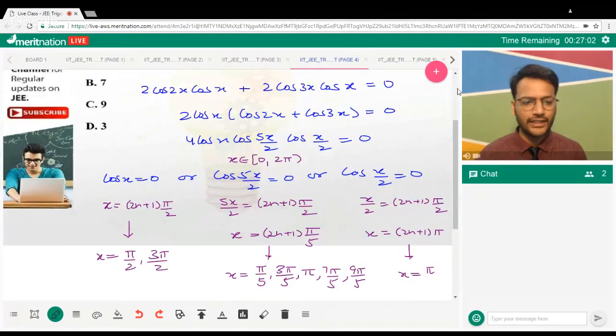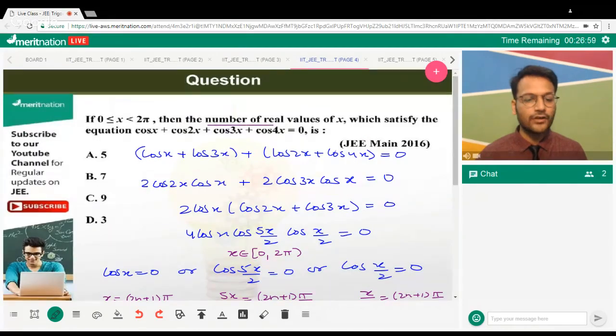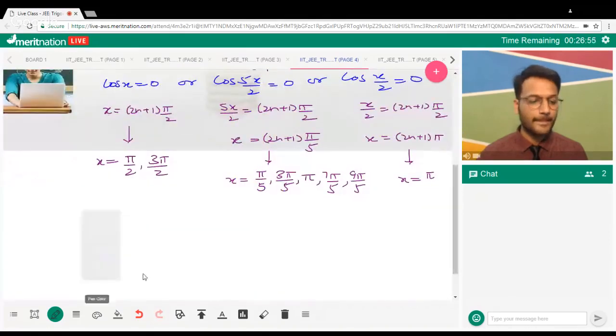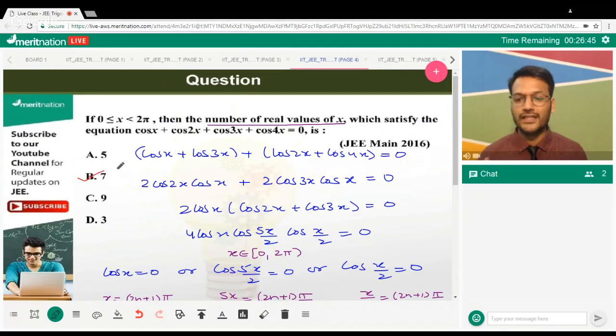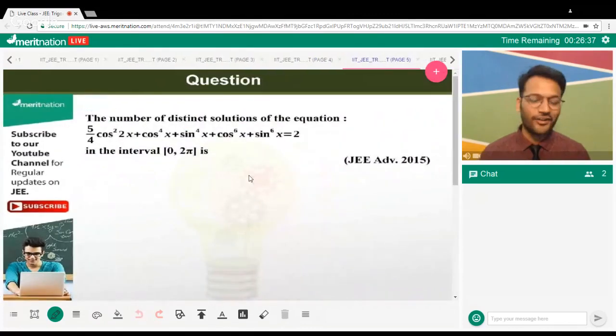What we need to do, we had to count the number of real values of x that satisfy. What is the answer? 1, 2, 3, 4, 5, 6, and 7. So these are the 7 values which we require. Therefore, the answer to the question is 7. Hopefully, everyone is clear with it. Simple questions, quick to do, and normal to understand.